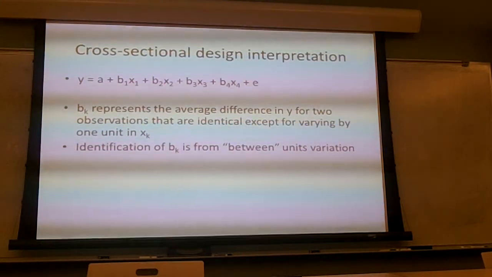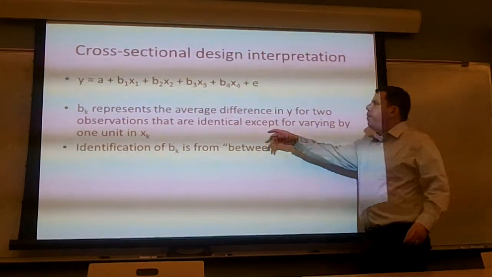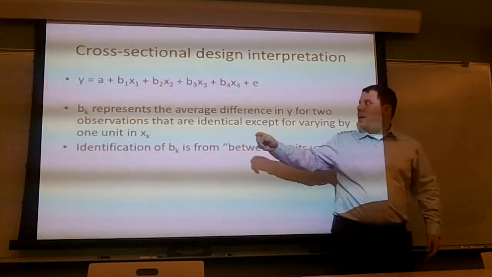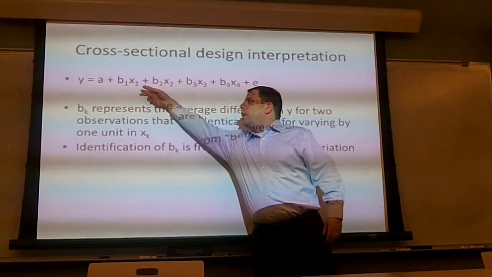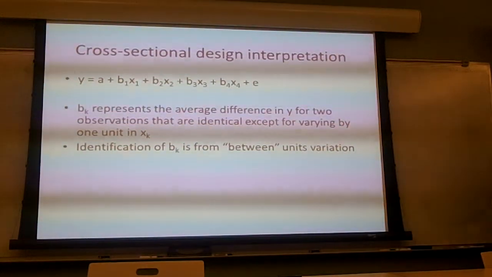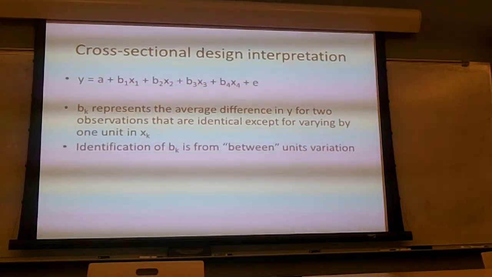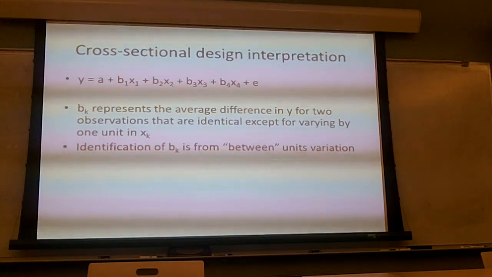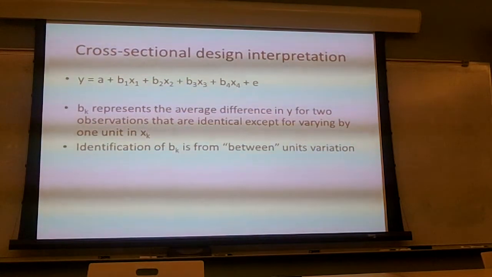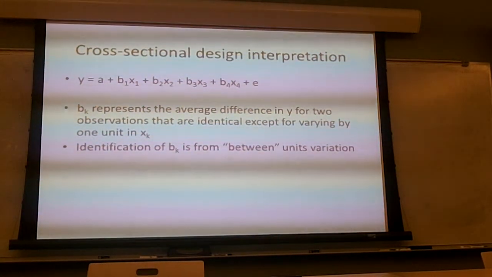So we're saying that holding constant x2, x3, and x4, b1 indicates the impact of changing x1 by 1 unit on the outcome y. And here we're getting our identification because, by assumption, we're assuming a cross-sectional design. We're getting our identification by what I'll call between effects, between units variation.